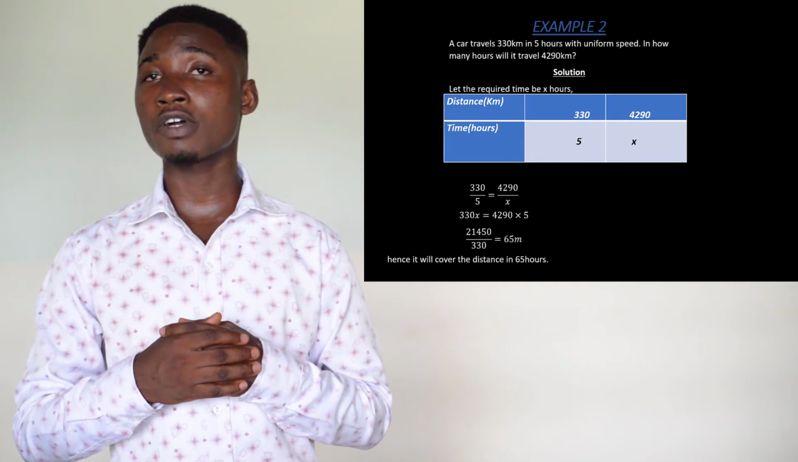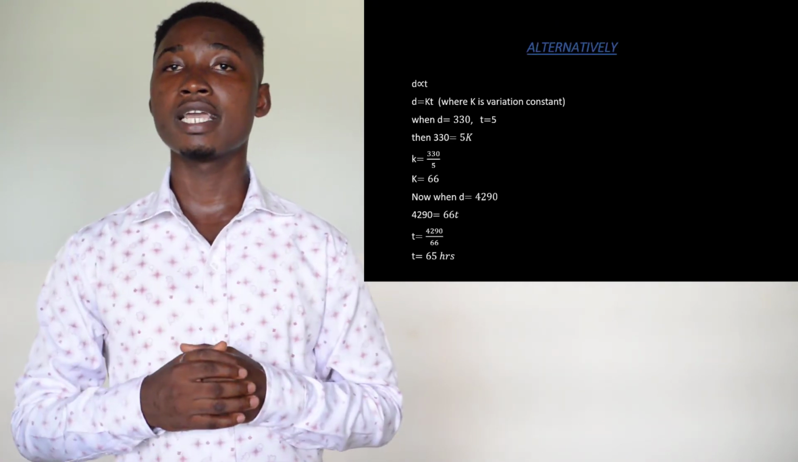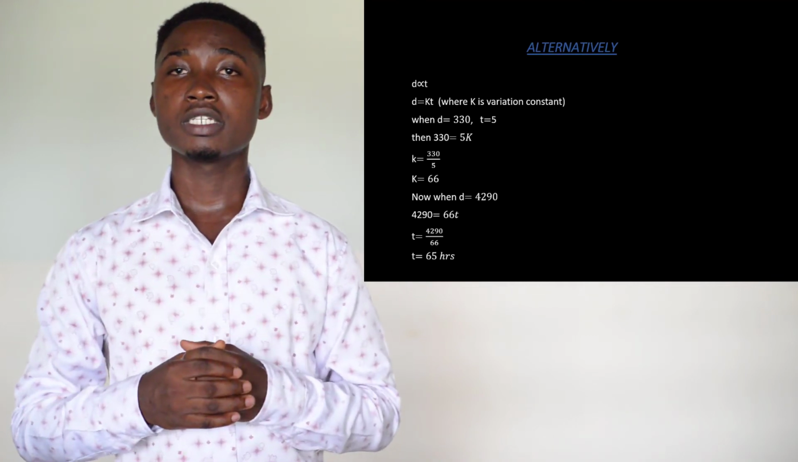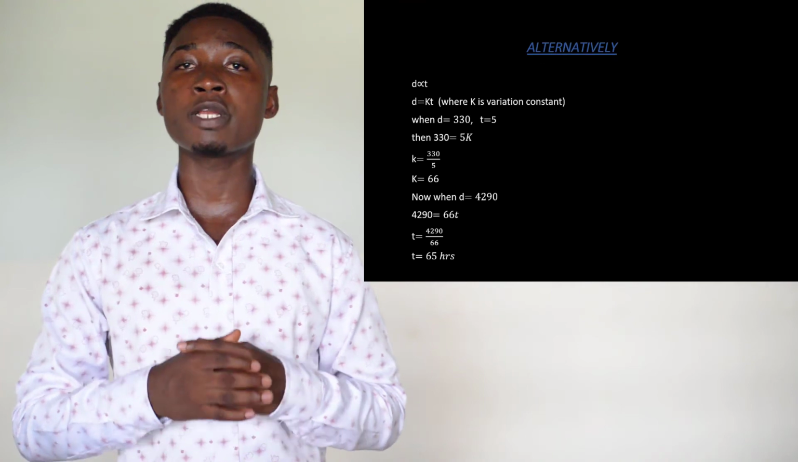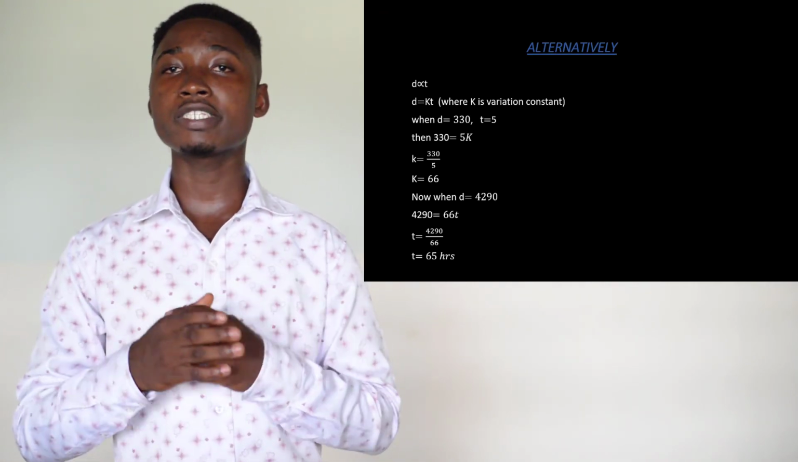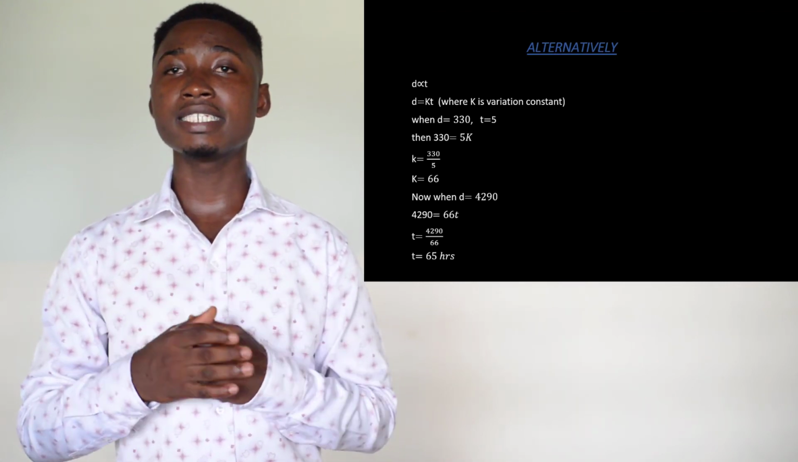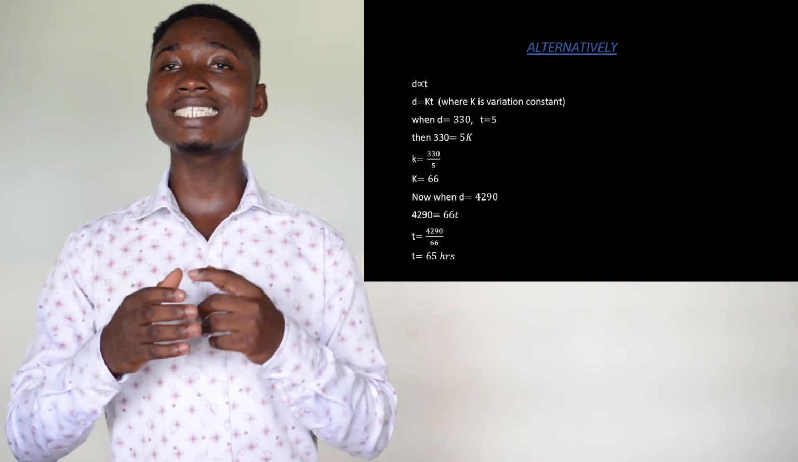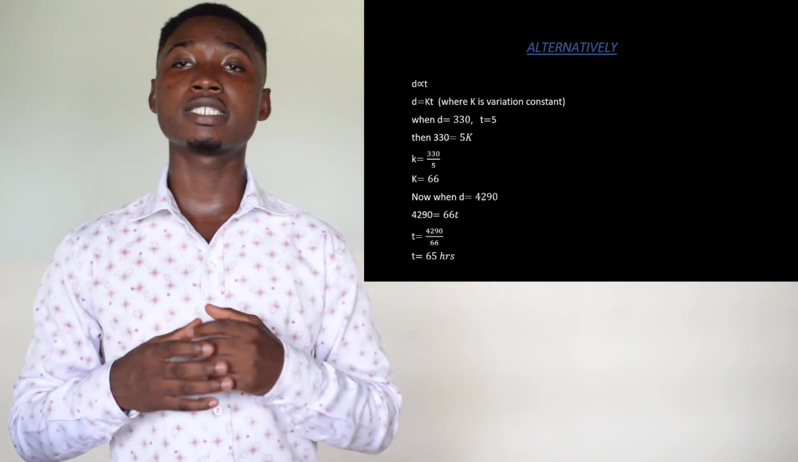Don't you think we also have another method? Because we already showed that d is equal to 330 and t is equal to 5, then we have 330 equal to 5k, according to the formula d is equal to kt. K is equal to 330 over 5, which will give us 66. Then d is equal to 66t. Then t is equal to 65.